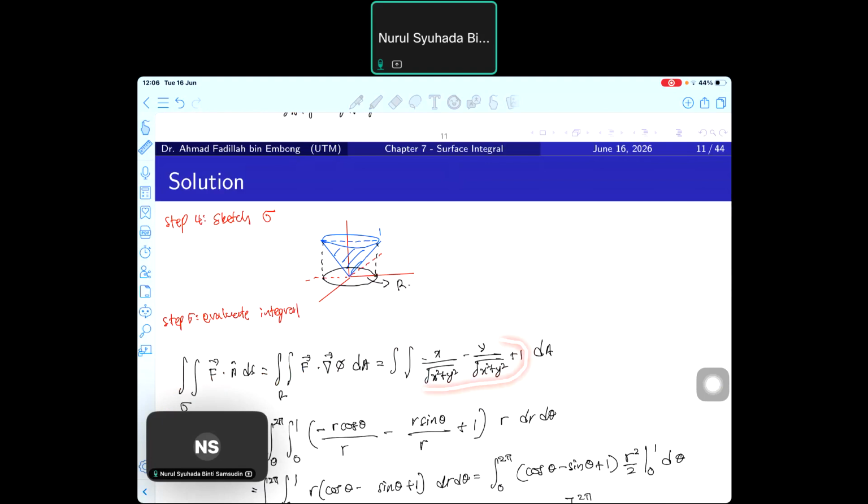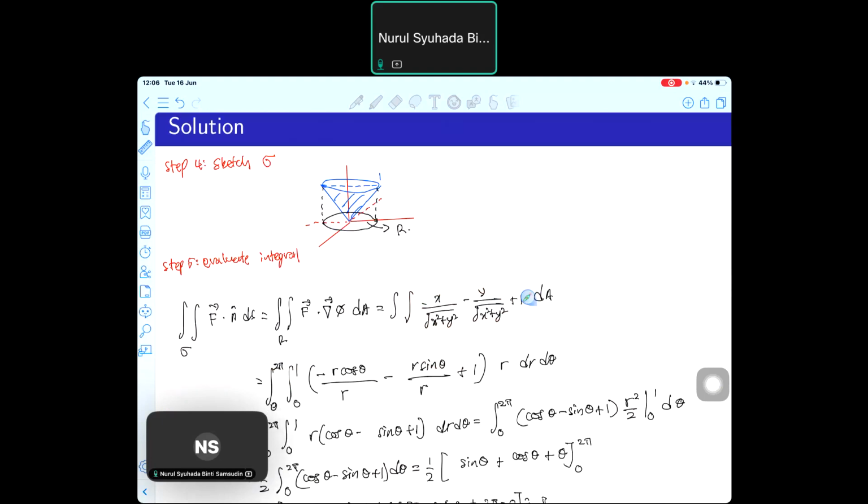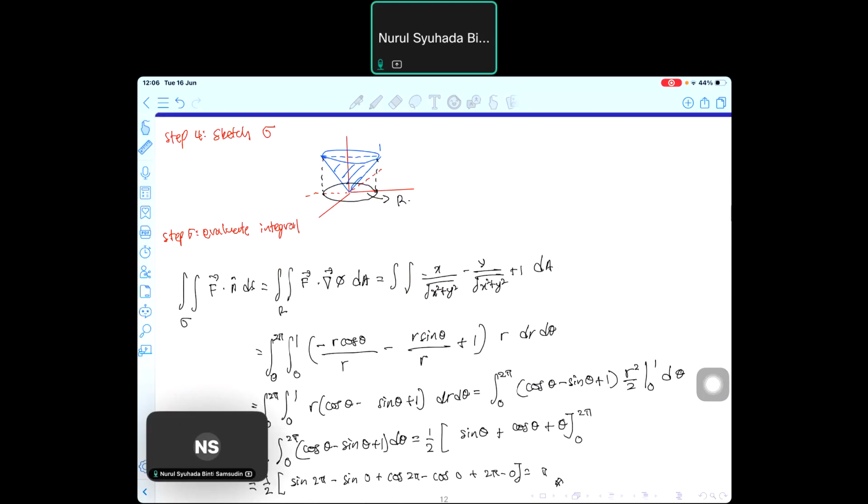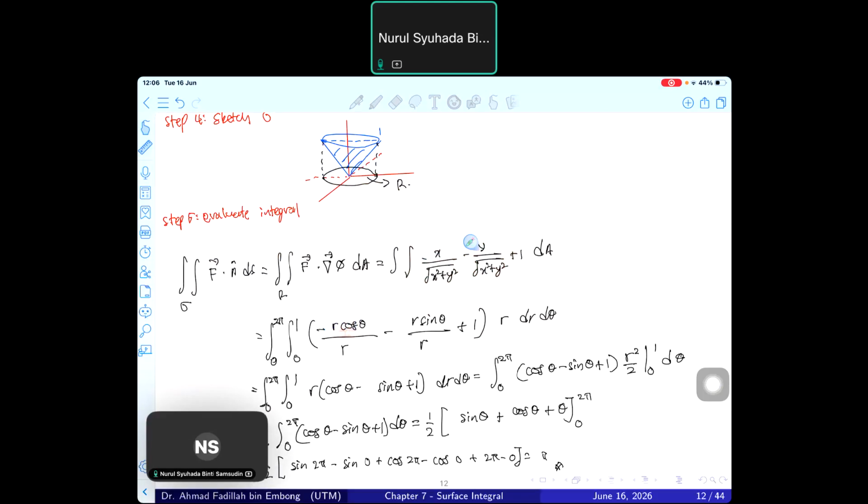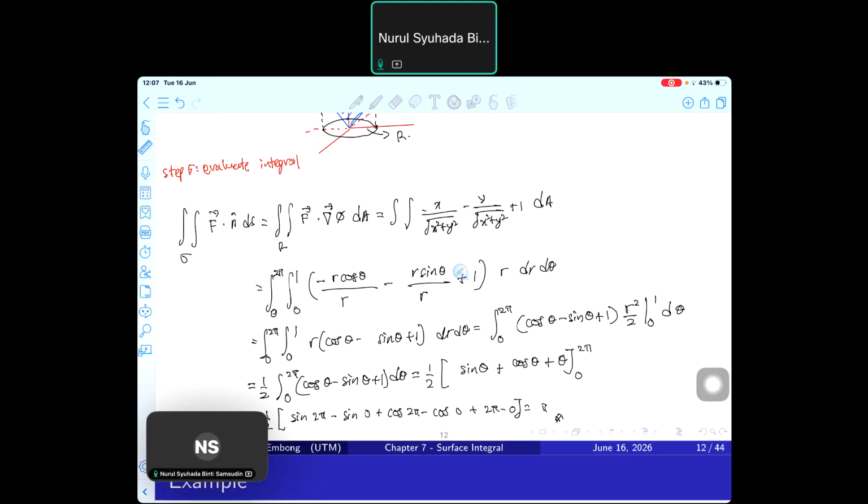So replace everything over here, and I'm going to choose dA in the polar coordinate system because the region here is a circle. So changing dA to become r dr d theta, and then replace the terms correspondingly. For example, x is equal to r cos theta, y is equal to r sin theta, and the square root of x squared plus y squared: x squared plus y squared becomes r squared, together with the square root, you will get r. Okay, so simplify everything over here.